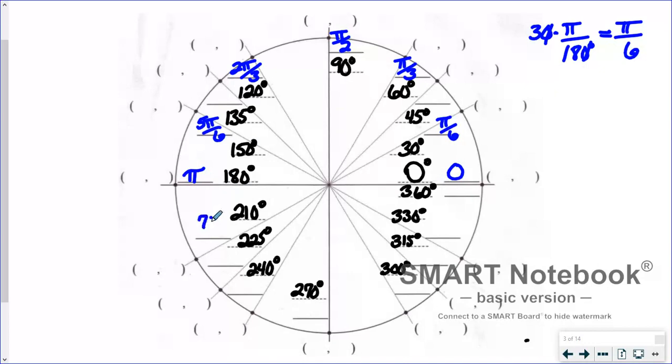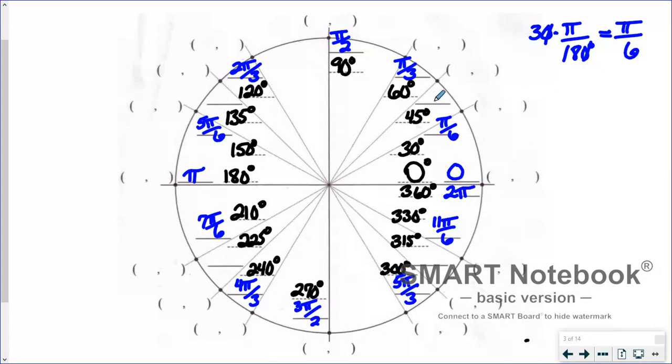7 pi over 6. 30 degrees more. 8 pi over 6, which reduces to 4 pi over 3. 9 pi over 6, which reduces to 3 pi over 2. 10 pi over 6, which reduces to 5 pi over 3. 11 pi over 6, which doesn't reduce, and 12 pi over 6, which reduces to 2 pi. Again, of course, in radians, coterminal angles, we add 2 pi. So, of course, 0 and 2 pi are coterminal angles.